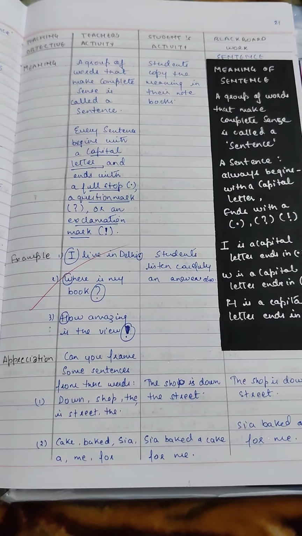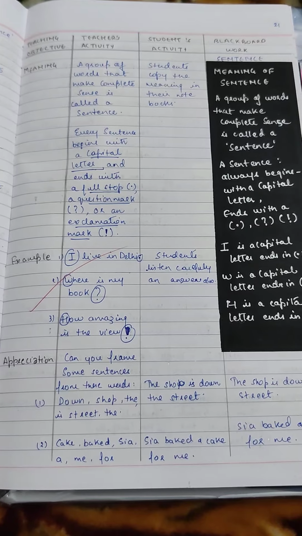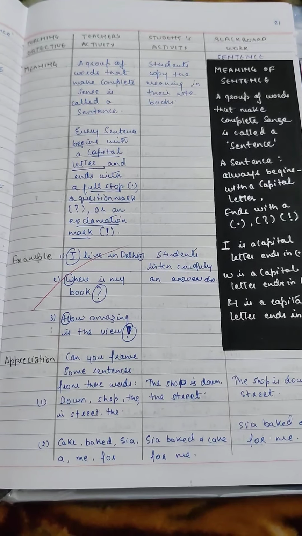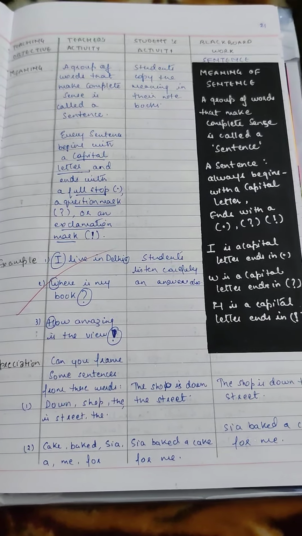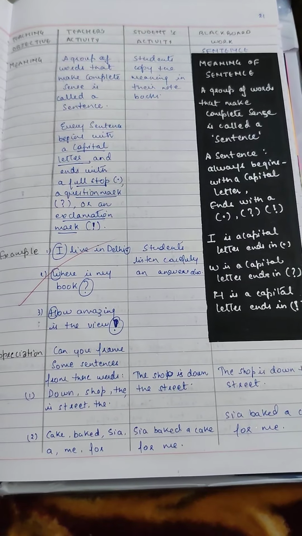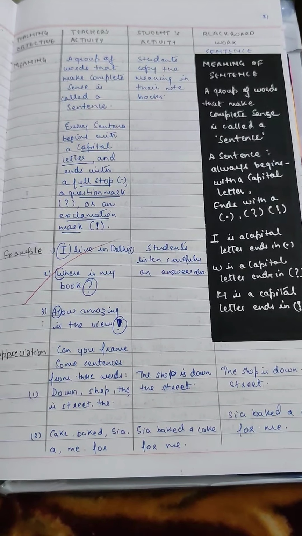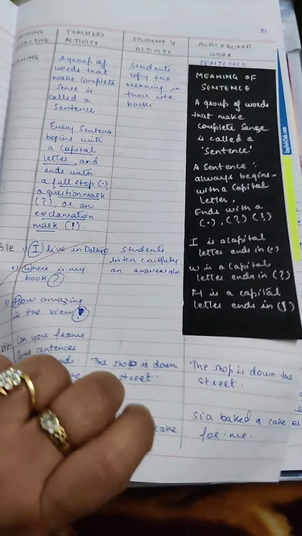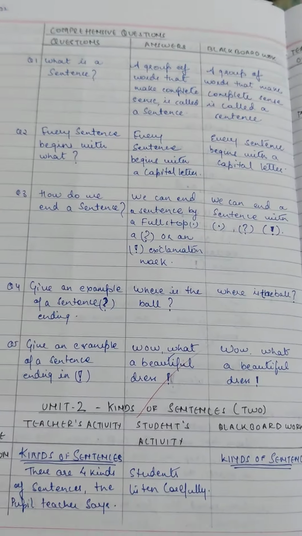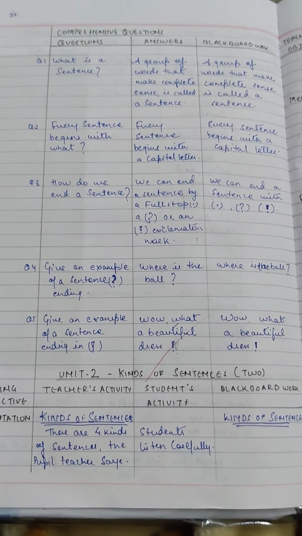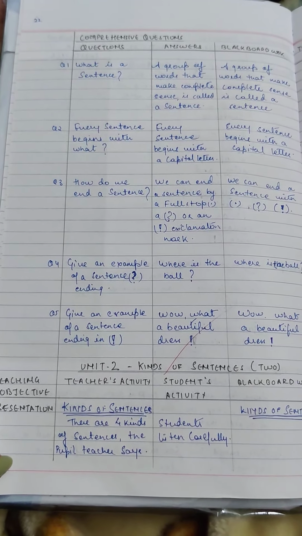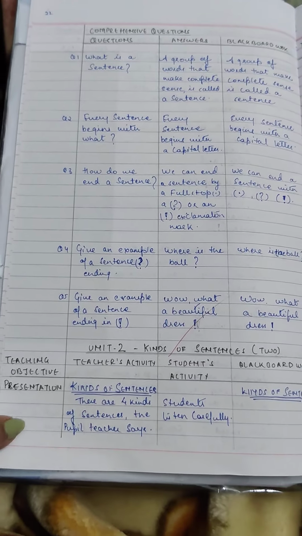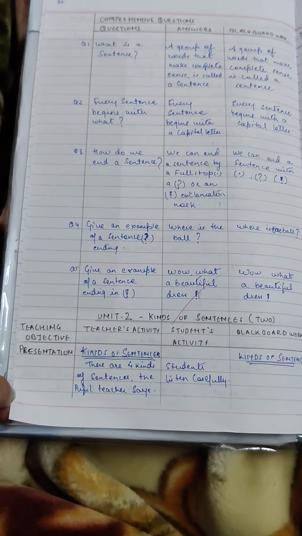Then comes the application part. Here I have written appreciation, but it is actually application, where you will highlight the sentences you've already written on the board. Then here the first unit ends and the comprehensive questions will come. Then we'll start with the second unit.